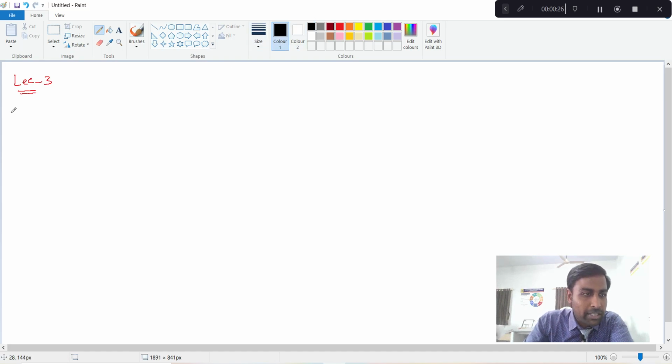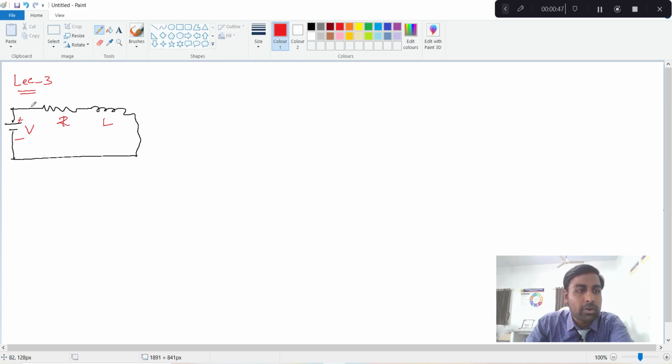In the last class circuit, I will take the circuit again. So this is the circuit we have taken. This is R, this is L, and this is connected to a source, plus minus V. This is the resistive load, this is the inductive load, and the current flowing here is I.